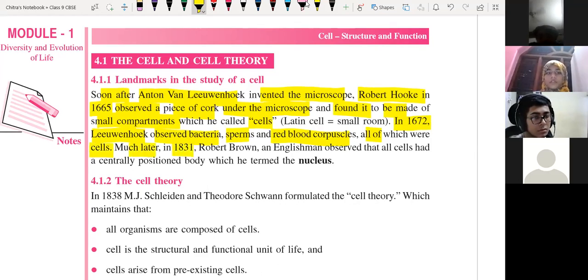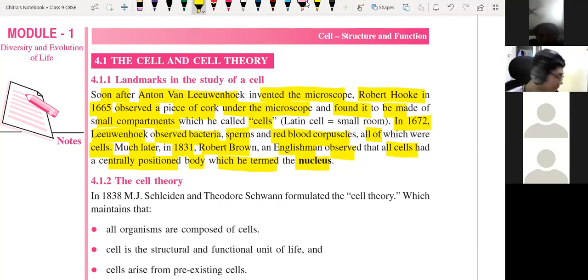Much later, in 1831, Robert Brown, an Englishman, observed that all cells had a centrally positioned body, which is termed the nucleus. That means at the center of the cell there is a dense structure, which is nothing but the nucleus. Robert Brown discovered the nucleus in 1831. The nucleus is called the brain or headquarters of the cell, because whatever functions are performed inside the cell are controlled by the nucleus. It synthesizes the proteins required for the proper functioning of the cell and ultimately for the body also. That's why the nucleus is called the brain of the cell.